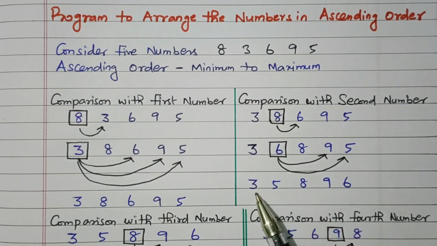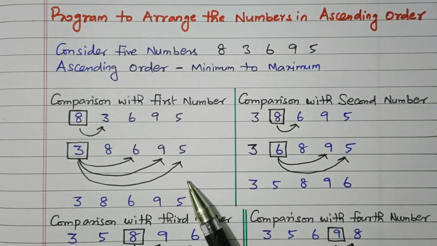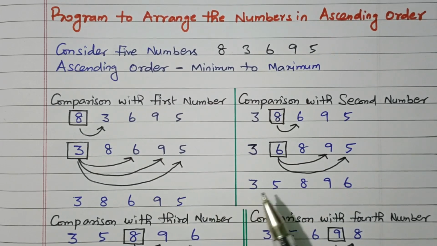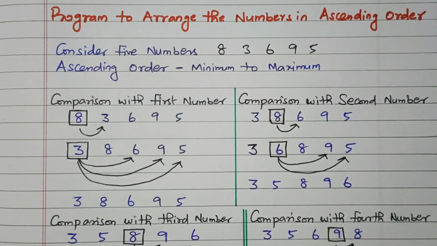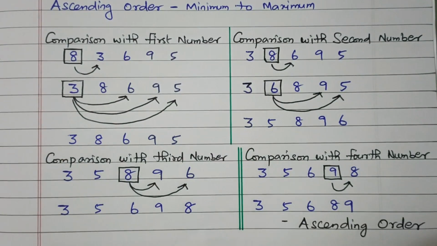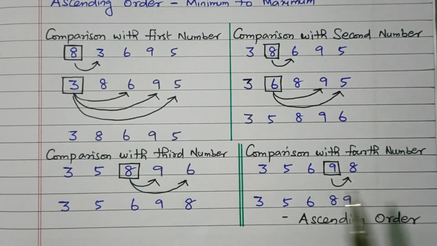See, the first minimum number was already placed during the first verification. In the second step, the second number is now placed, right? That is 3, 5 placed. Now we need to check the third number with the other numbers.